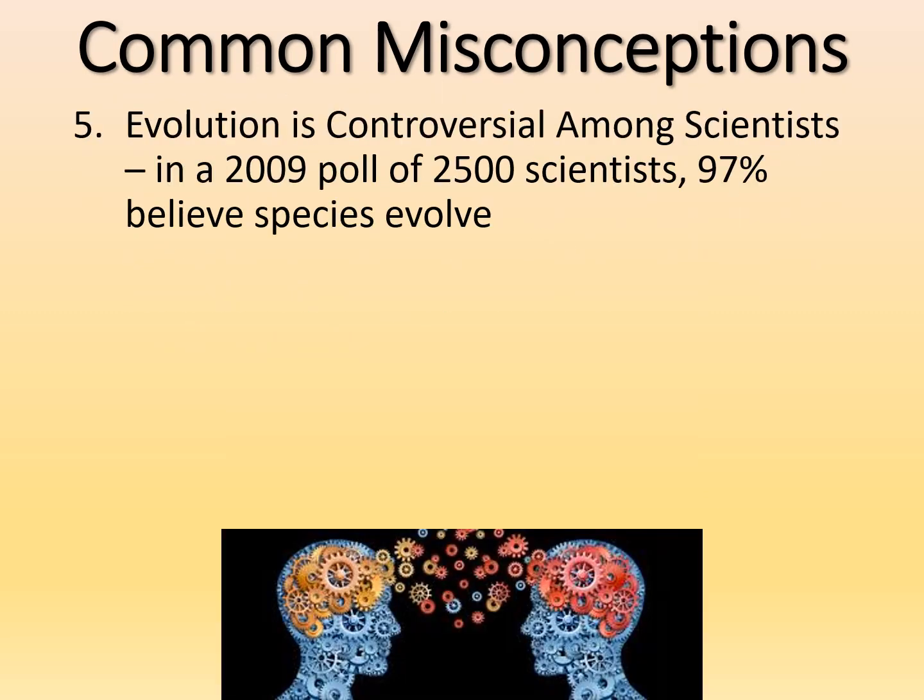So there's another misconception that evolution is controversial among scientists. So if you actually poll scientists, which they did, they polled 2,500 scientists in 2009. There's probably a more recent study than that, but 97% of scientists believe that species evolve, right? So they believe in the theory of evolution. And that's what I was saying before, is that in the scientific world, the theory of evolution is an accepted concept.